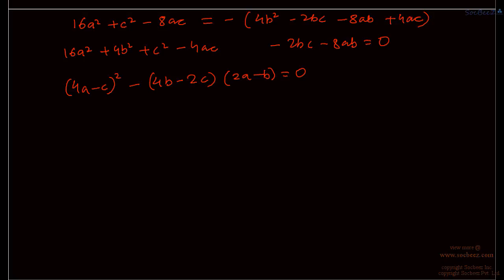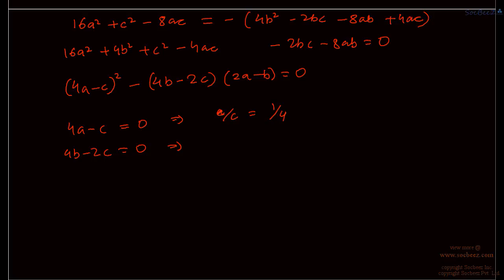So now in this kind of equation, since this is always 0, we should have this as an identity, right? So that means 4a minus c is equal to 0, and at the same time 4b minus 2c is equal to 0. What does this give us? 4a equal to c, or a by c is equal to 1 by 4.